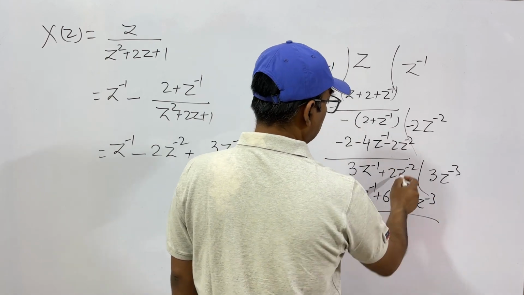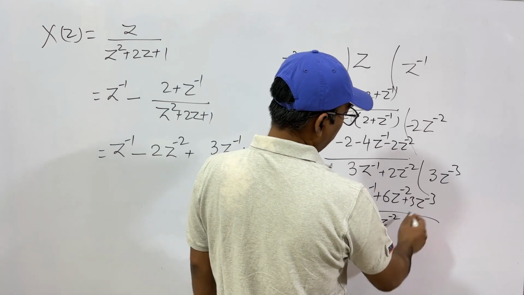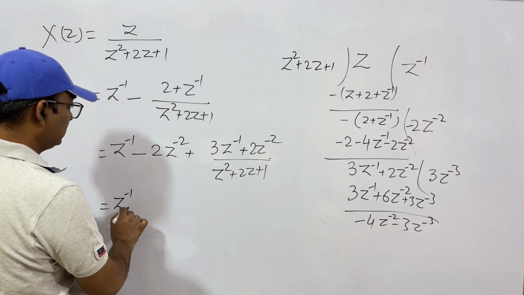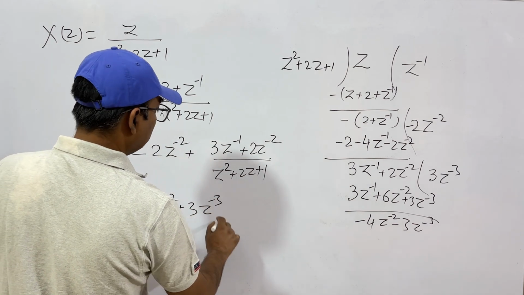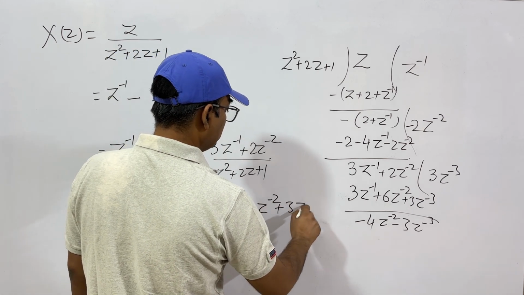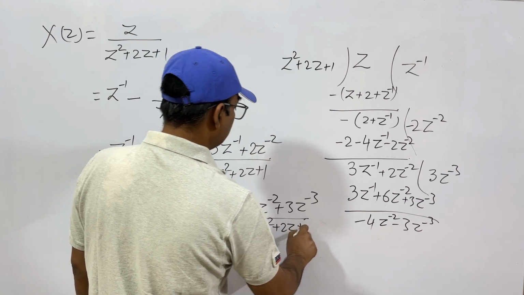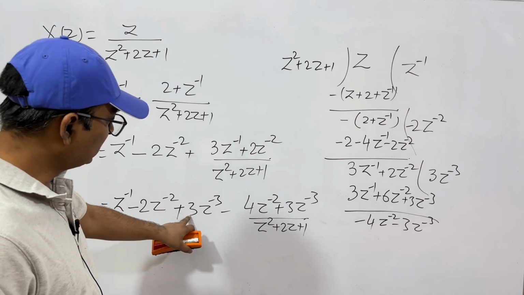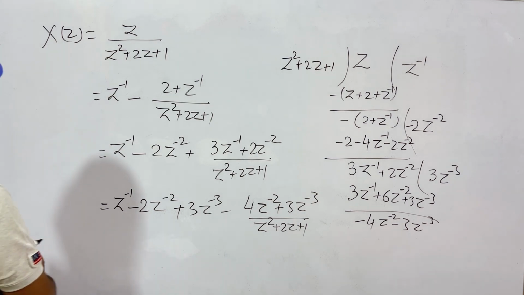So this minus this gone, this minus this, so we'll get 4z minus 2 and then minus 3z minus 3. So now our expansion is z inverse minus 2z minus 2 plus 3z minus 3, again minus 4z minus 2 plus 3z minus 3 by z square plus 2z plus 1. So now we have understanding, it is 1, this is minus 2, then plus 3, then again we'll have minus 4 and so on. So how can we write this equation?